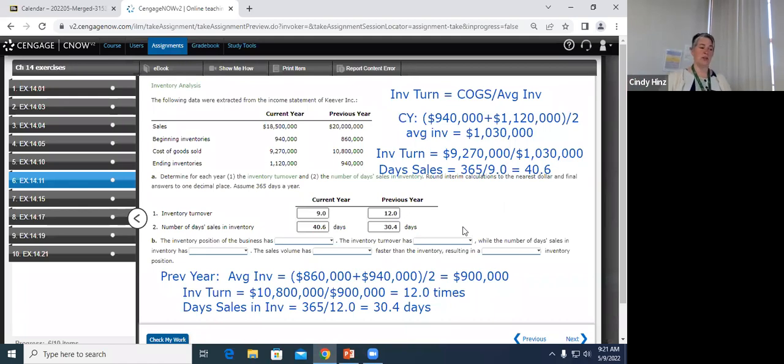So we don't really have a rule of thumb, but we can look at the other 2 comparisons, which is comparing ourselves to ourselves, that time series or longitudinal analysis or horizontal analysis. Those are all different ways of looking at how we are doing this year compared to how we did in the past. And so when we look at this particular company, we can see that they turned their inventory last year much more quickly. So they had on average 30 days worth of inventory on hand compared to 40 days this year. And so they're selling their merchandise more slowly this year.